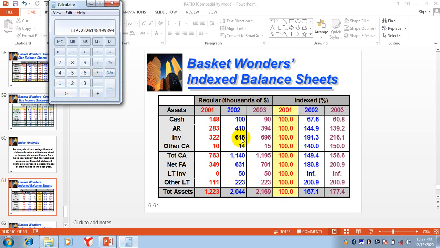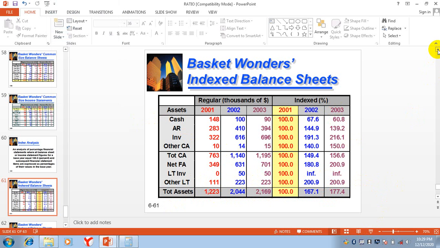So similarly, all other data: this divided by this, 15 divided by 10, 1195 divided by 763, 701 divided by 349, 50 divided by 0, and 223 divided by 111. Similarly, in total assets, you can get this amount. So this is the method.